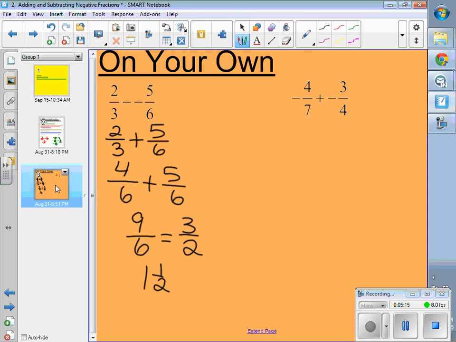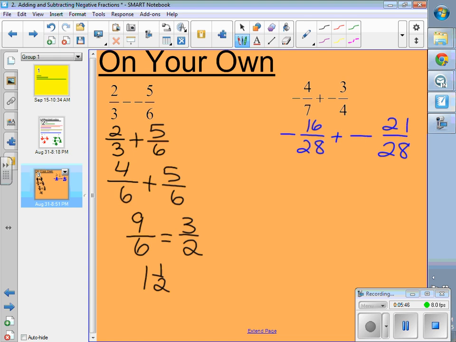negative 4/7 plus negative 3/4. They have a common denominator of 28, so both of them are negative. So remember those negative signs. Okay, 7 times 4 gives me 28, so 4 times 4 is 16. 4 times 7 gives me 28, so 3 times 7 is 21. Now, both of these are negative, so I simply add my numerators.